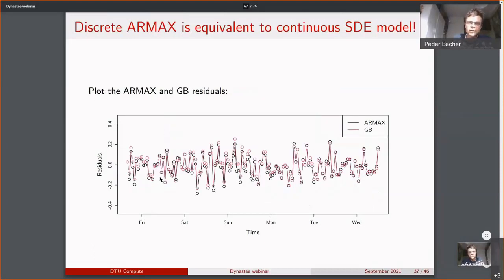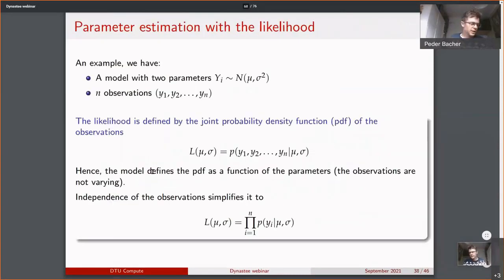And the residuals are also very close. They're a little bit different, but that's due to some numerical differences when we fit the models. But the models are the same, or equivalent, basically.